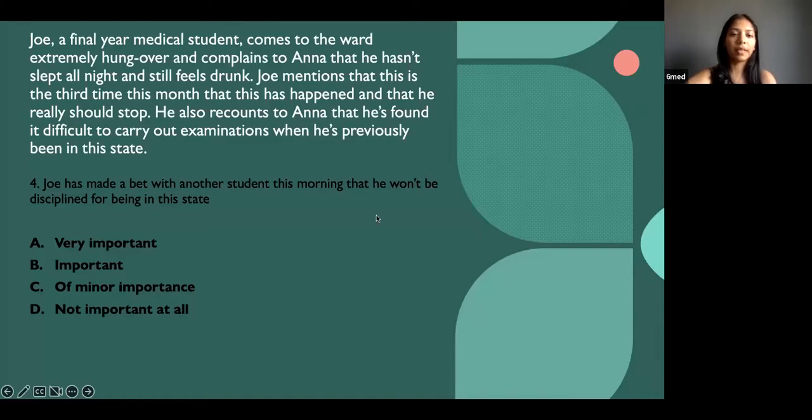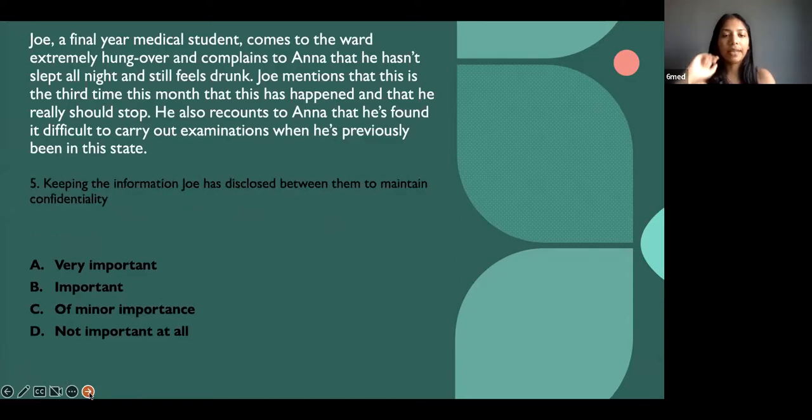Joe's made a bet with another student this morning that he won't be disciplined for being in the state. So it's not really an important factor for Anna to consider at all. It doesn't matter whether he's made a bet or not that he won't be disciplined. That's not an important factor to consider at all. So most of you are correct, well done. And then the last one of this scenario, 40 seconds again.